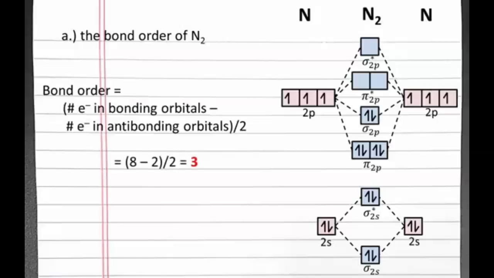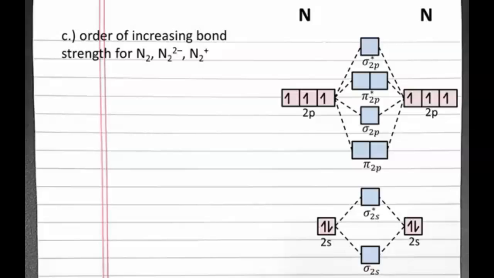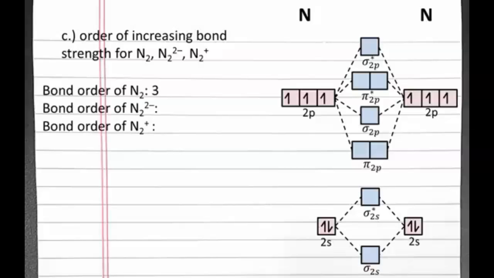In our N2 molecule, we have 8 electrons in bonding orbitals, and we have 2 electrons in antibonding orbitals. So 8 minus 2 is 6, divided by 2 is equal to 3. Part C, we want to find the order of increasing bond strength for N2+, N2 and N2-. Bond strength increases with increasing bond order, so we'll want to determine the bond order of all 3.